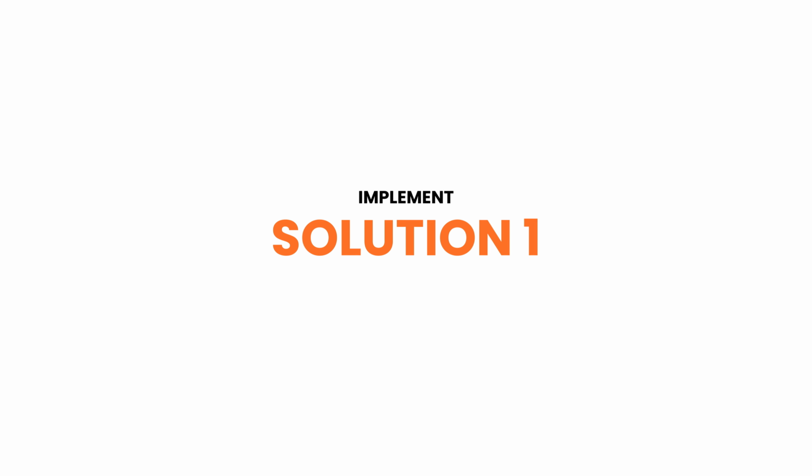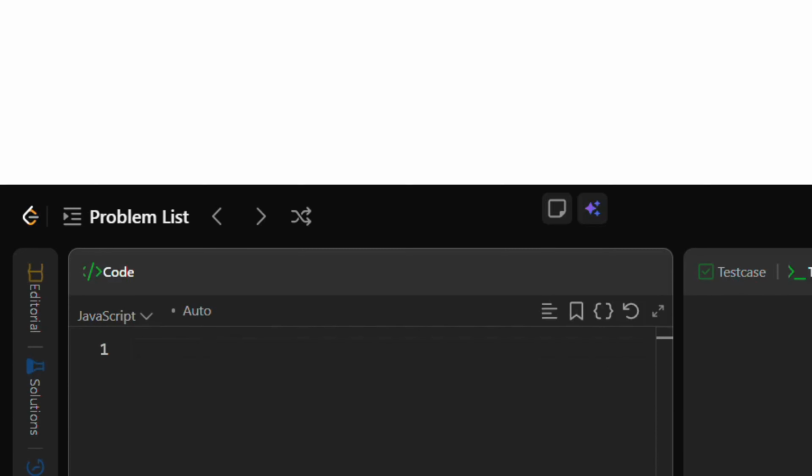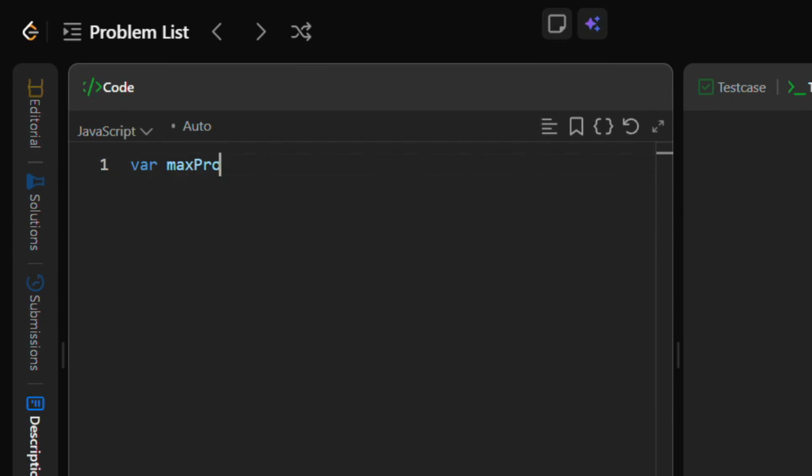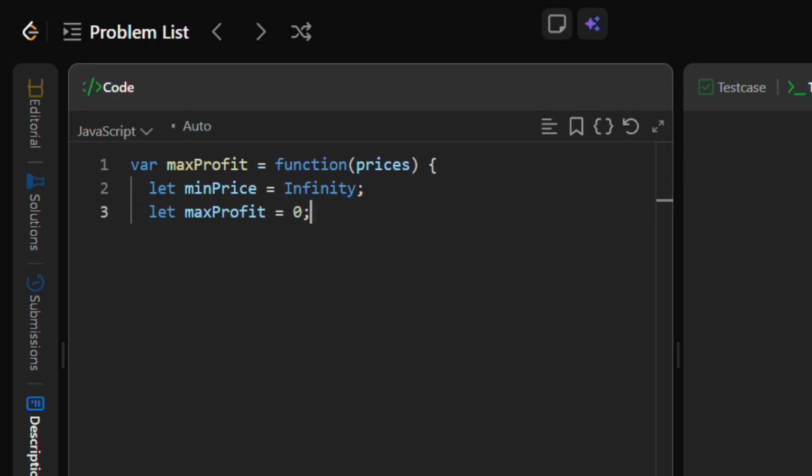Let's try to implement it using solution 1. We're defining a function called maxProfit that takes an array prices, where each value is the stock price on that day. We create a variable minPrice and set it to infinity, so any real price will be smaller and can replace it. We also create maxProfit and set it to 0, because the minimum possible profit is 0 if we never find a good trade.